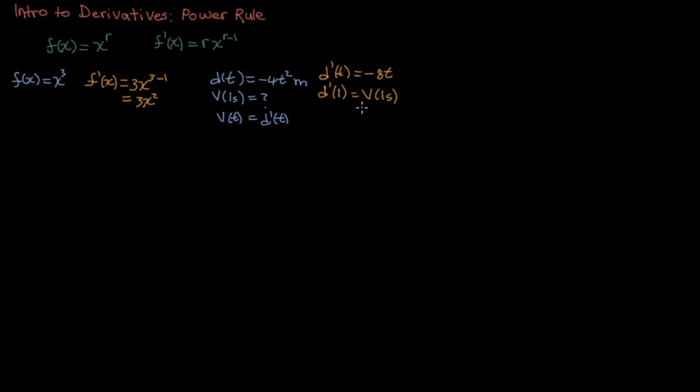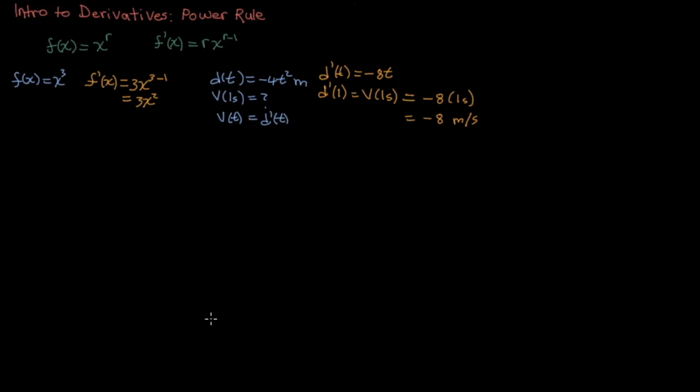Okay, so v at 1 second, we would just sub 1 into this function here. So it'll be -8 times 1 second, which will give us -8 meters per second. And that's how simple it is.